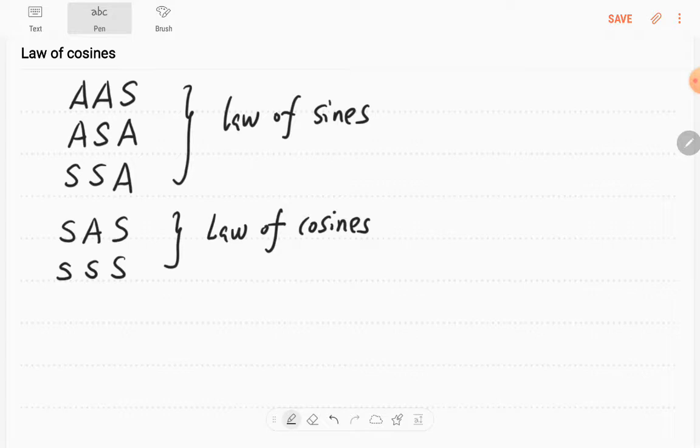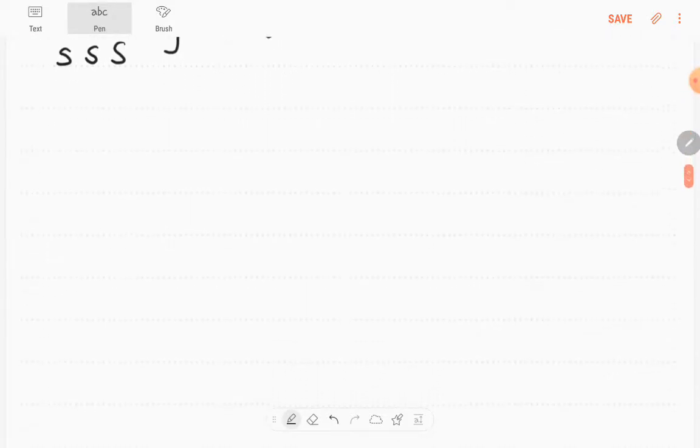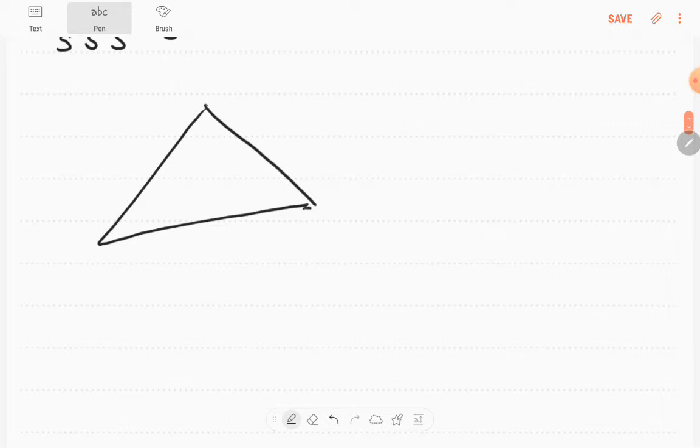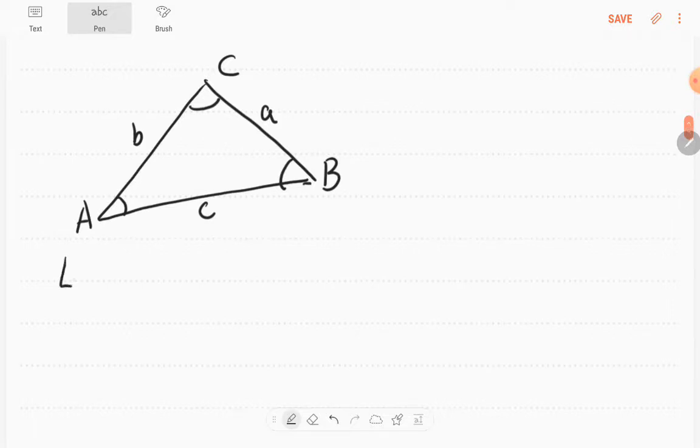Okay, so now let's look at each case. Here is the triangle we have. This is angle A, angle B, and angle C, and here is side B, side C, and side A. So for the law of cosines, we actually have two versions.